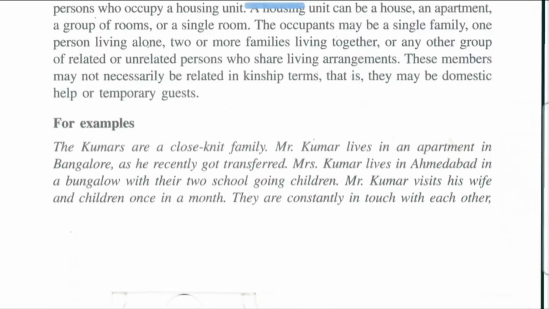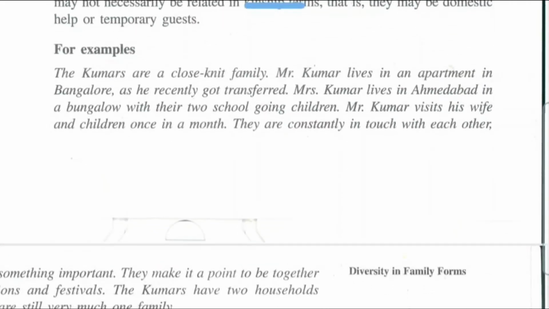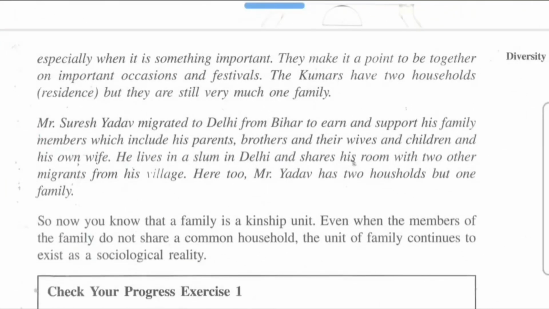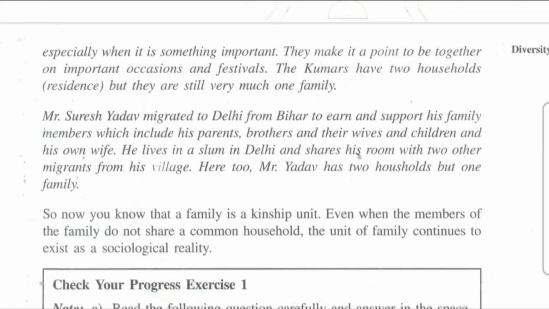For example, the Kumars are a close-knit family. Mr. Kumar lives in an apartment in Bangalore as he recently got transferred. Mrs. Kumar lives in Ahmedabad in a bungalow with their two school-going children. Mr. Kumar visits his wife and children once a month. They are constantly in touch with each other, especially when it is something important. They make it a point to be together on important occasions and festivals. The Kumars have two households, residences, but they are still very much one family.